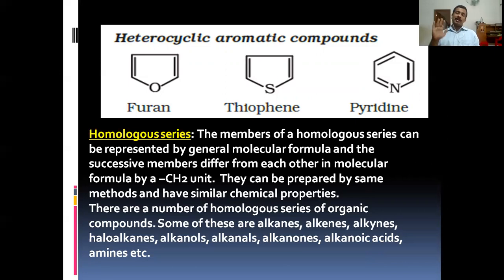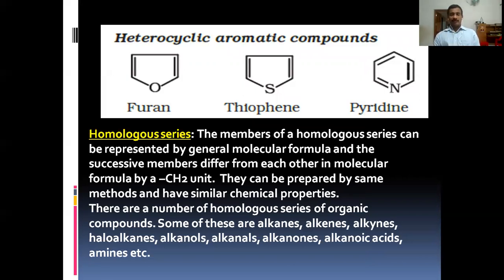So altogether we can identify four requirements for a homologous series. A homologous series is a group of compounds which has a general molecular formula. Second, adjacent members differ by a CH2 group. They can be prepared by similar methods of preparation. They have similar chemical properties.